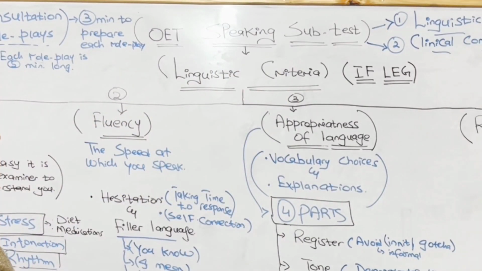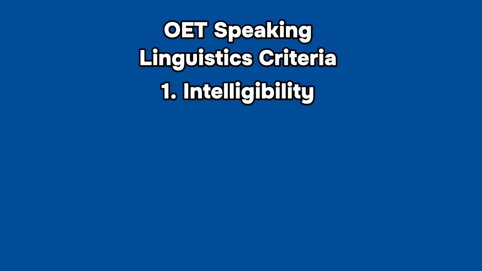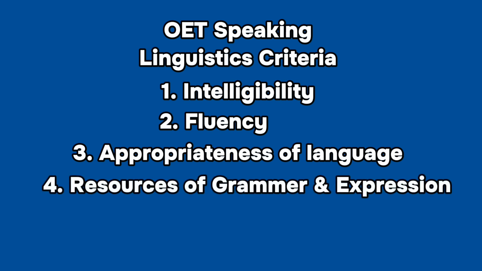Now, the first linguistic criteria is called intelligibility. The second one is called fluency. The third one is called appropriateness of language. And the fourth and last criteria is called resources of grammar and expression.